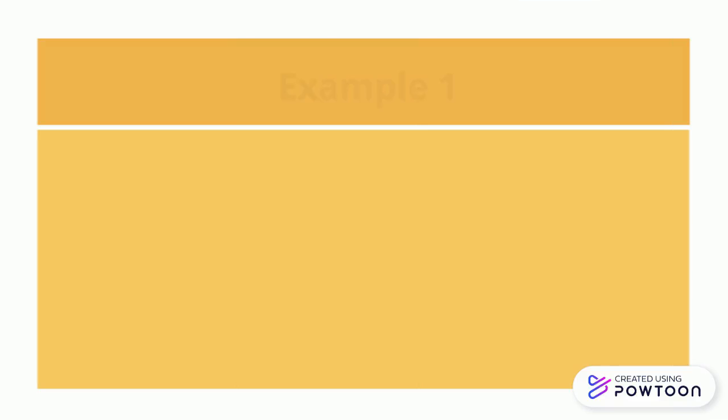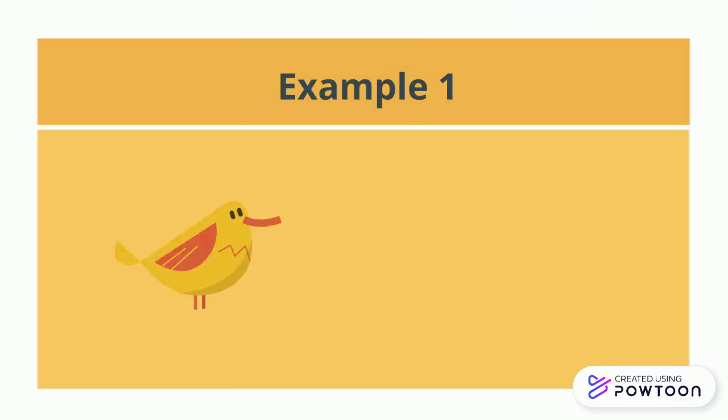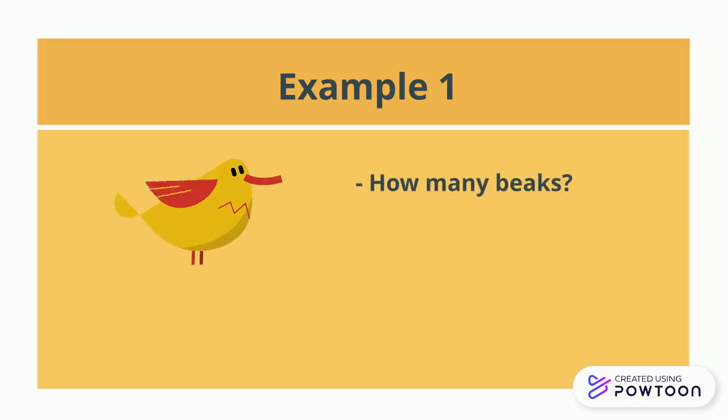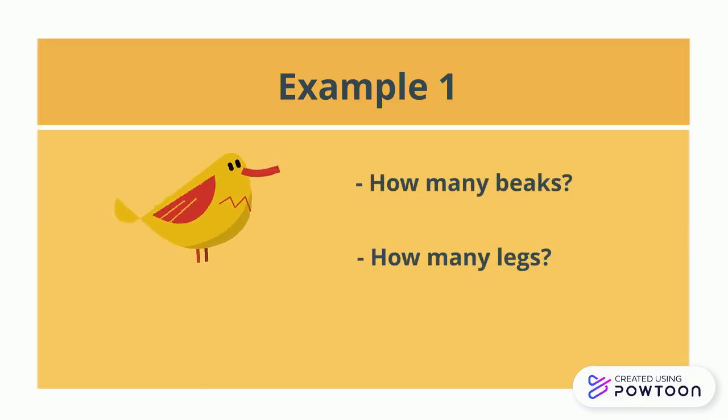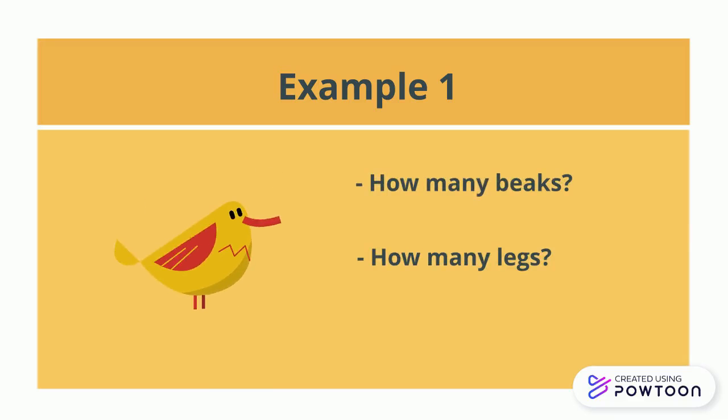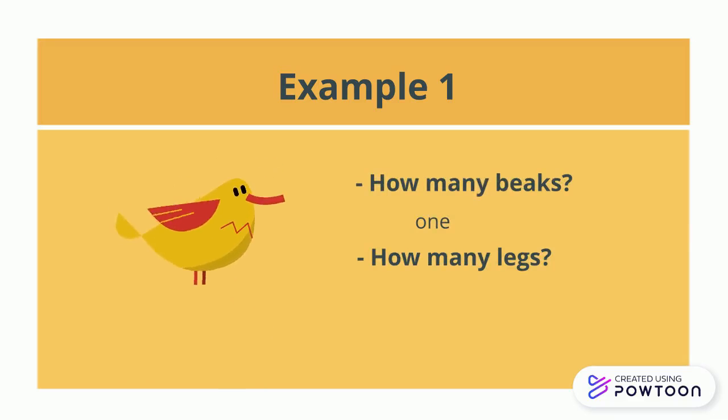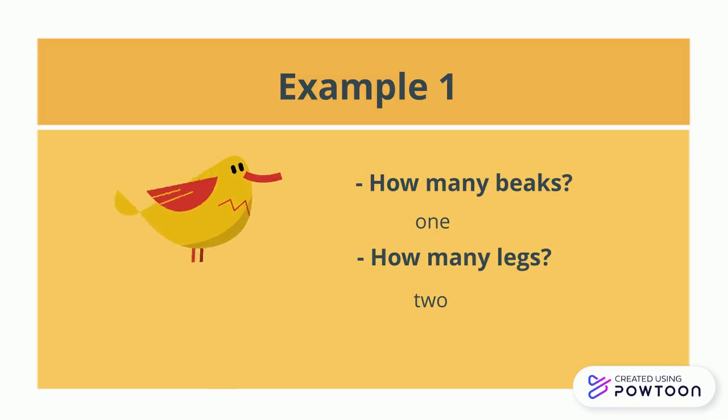Let's take a look at an example. Let's look at a bird. How many beaks does a bird have? And how many legs? Take a second to think. It has one beak and two legs. That's the relationship.